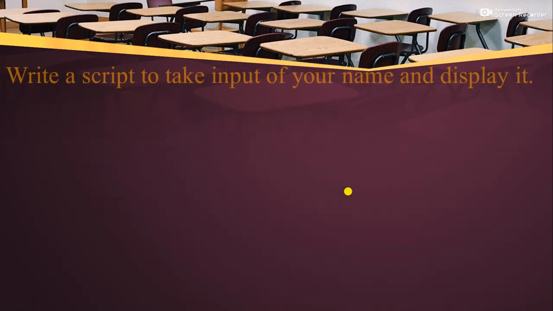Now we will take one more example to display a name by taking the input from the user. The question is, write a script to take input of your name and display it. Over here we have to take input of the name and then display it. So firstly we will take input from the user and then we will display the name. First we will enter the Vim editor. To enter the Vim editor, we will use vi filename.sh.